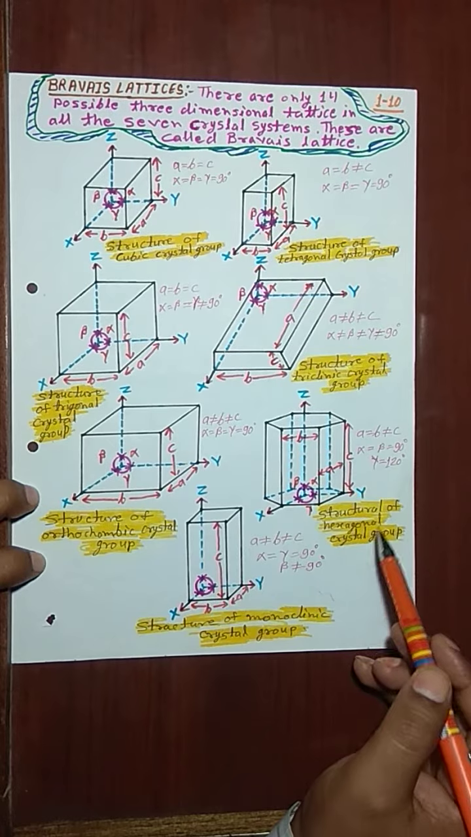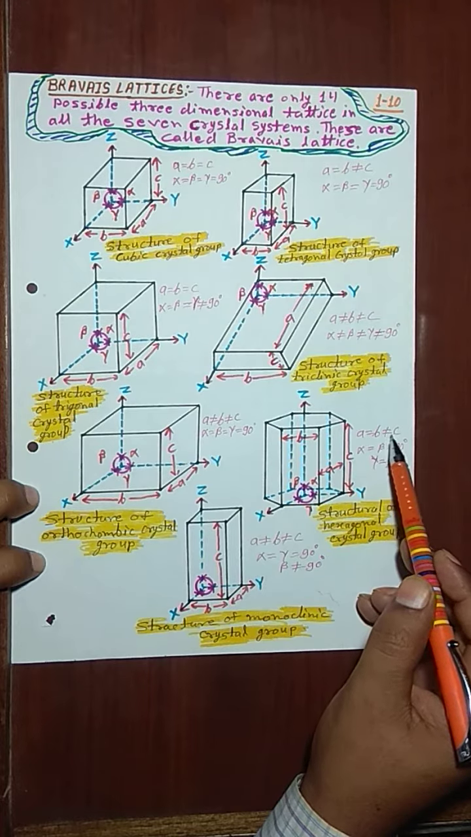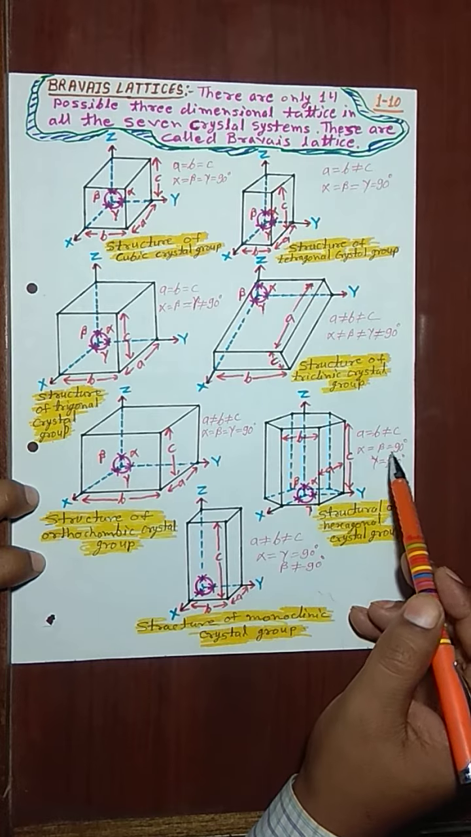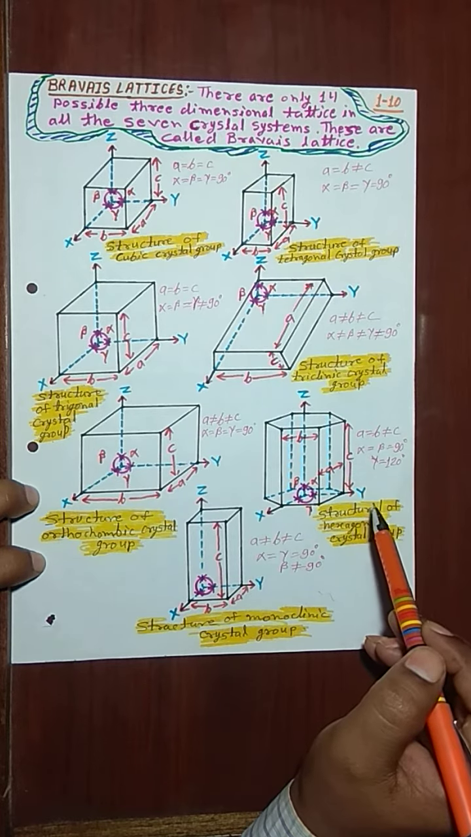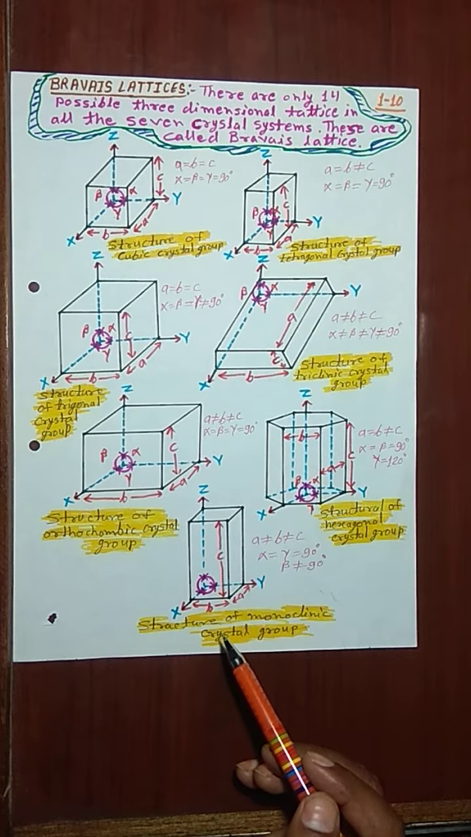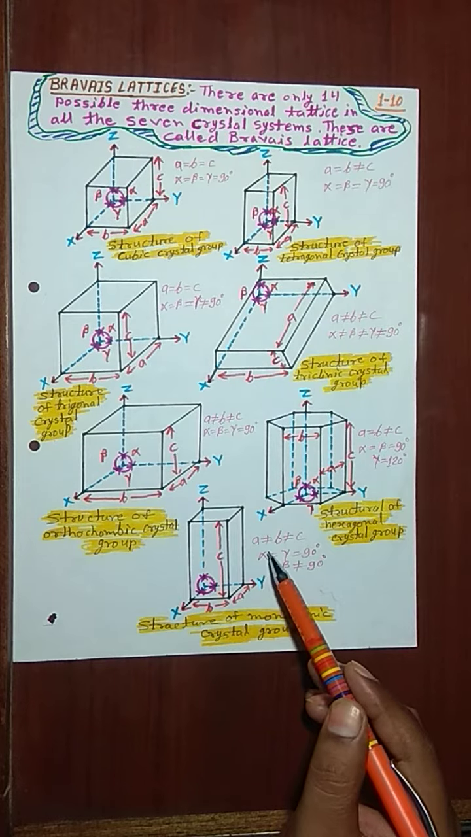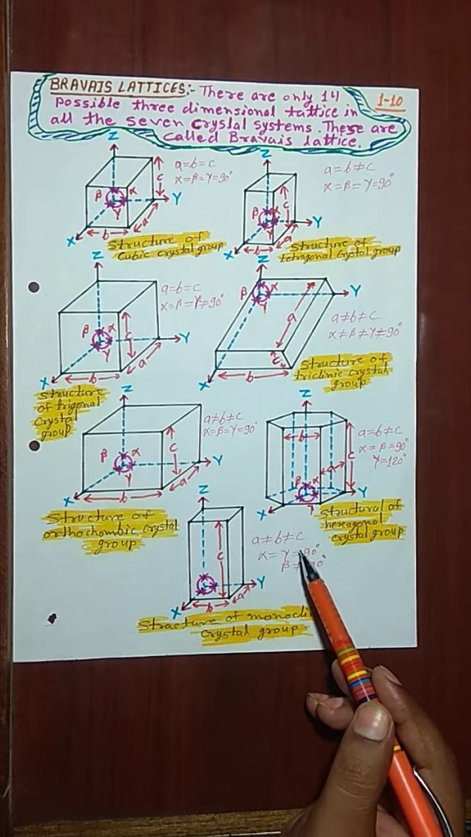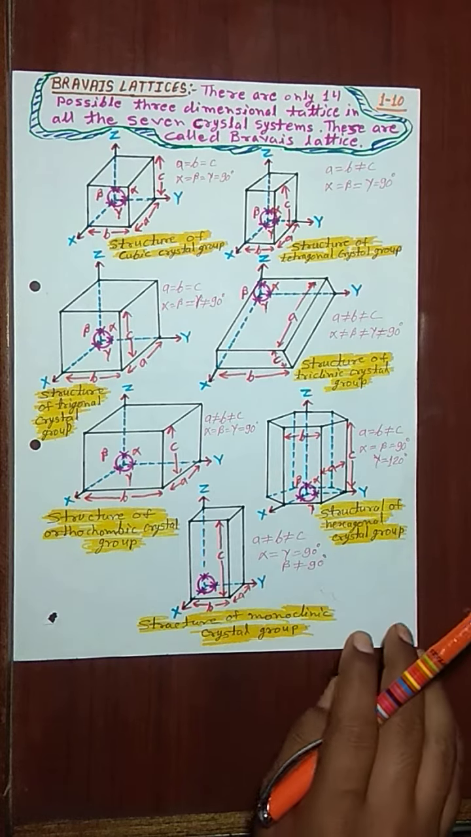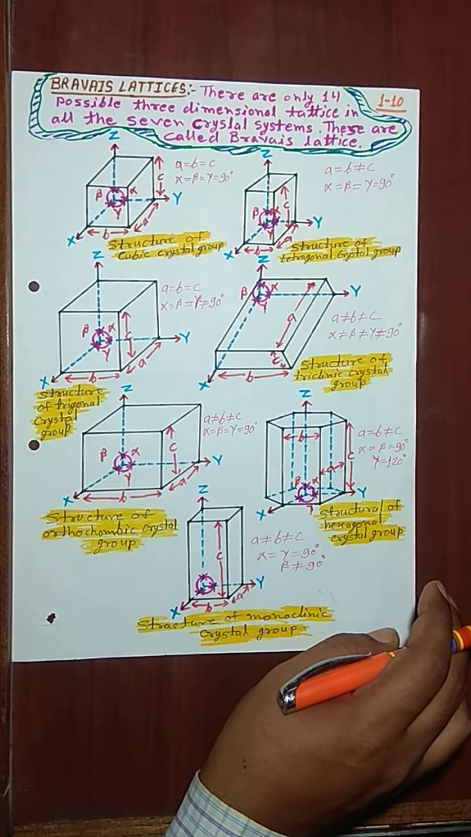basic crystal is hexagonal crystal group, in which A is equal to B but B not equal to C. Alpha is equal to beta is equal to 90 degrees, whereas gamma is equal to 120 degrees, correct? And seventh type of unit cell is monoclinic crystal group. A is not equal to B and B is not equal to C, where alpha is equal to gamma is equal to 90 degrees, but beta is not equal to 90 degrees, correct?